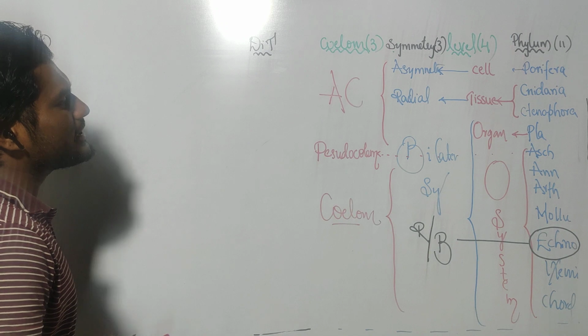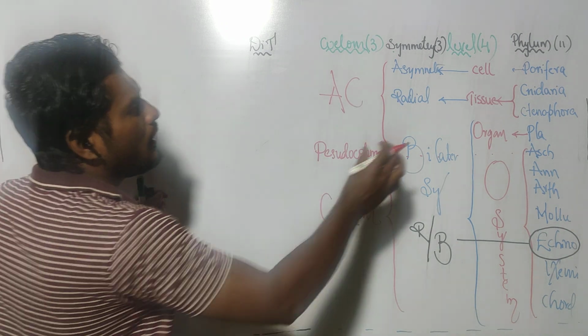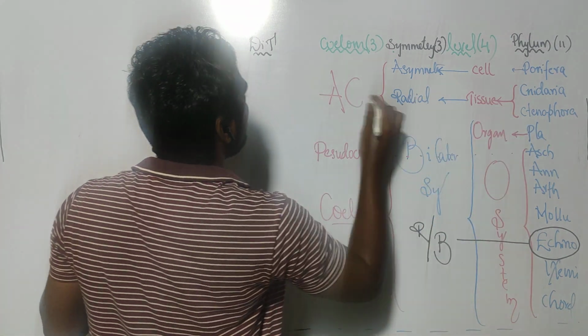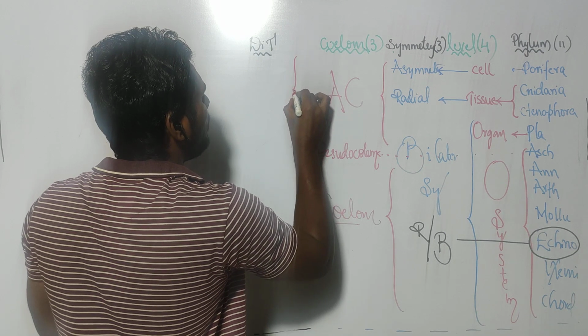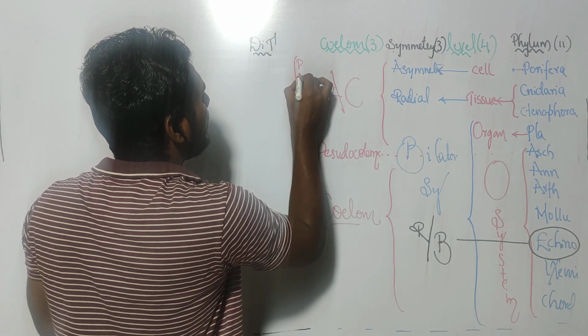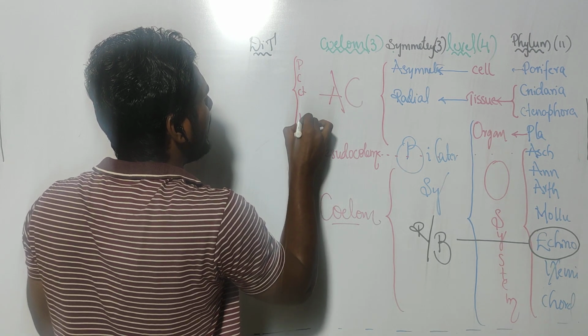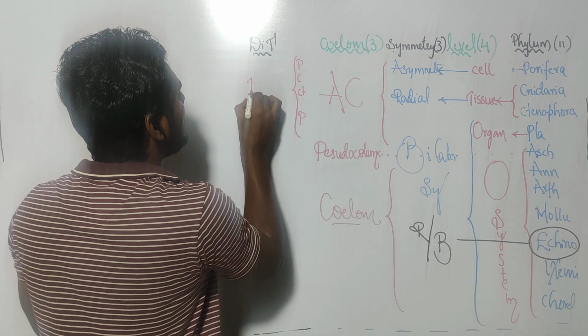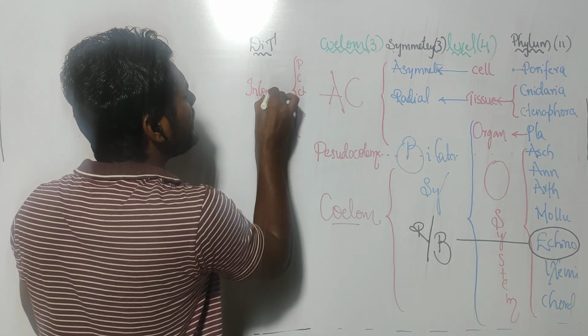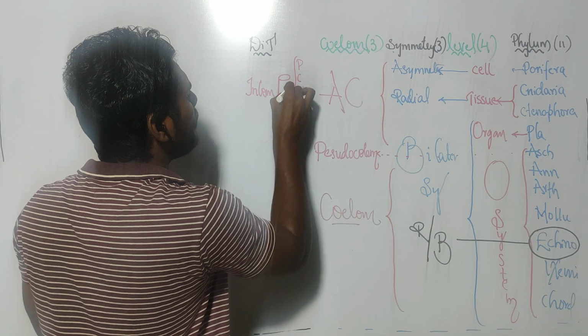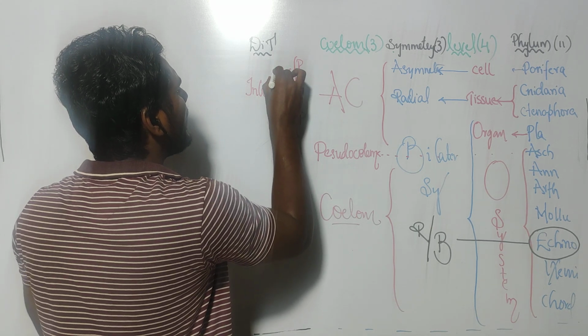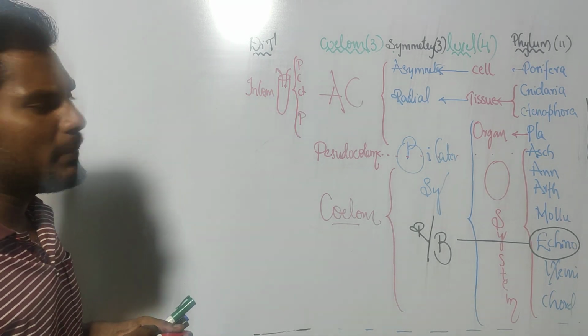The incomplete digestive tract is seen from Porifera to Platyhelminthes, the first four: Porifera, Cnidaria, Ctenophora and Platyhelminthes. They have the incomplete digestive tract, which contains only a single opening. That single opening acts as both mouth and anus, a blind-ended sac.